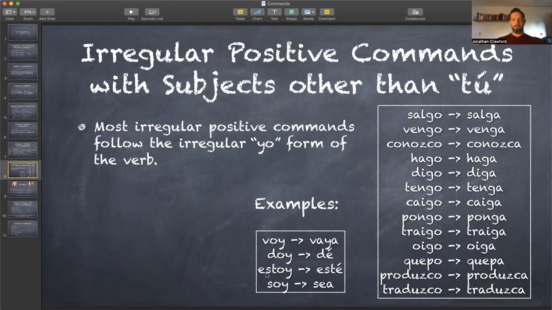And then estoy, esté, and soy, sea. And so you could say, sea amable, that means be nice in the usted form. Or you could say sean amables. Sean, if there's an N, then that would be the ustedes form, sean amables.